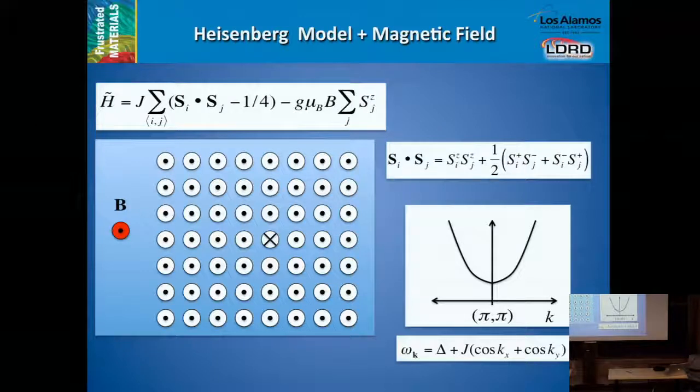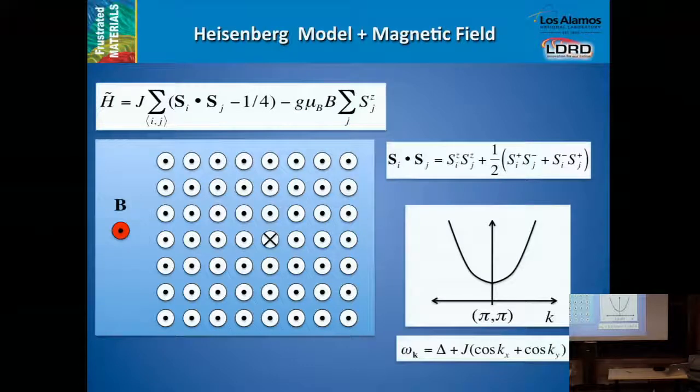So if you diagonalize this essentially single particle problem, you will end up with a quadratic dispersion. On a lattice, you will get a cosine-like dispersion on a square lattice like this one. But close to the minimum, it has a quadratic dispersion with a gap, and the magnitude of the gap is controlled by the magnetic field. So the bigger the magnetic field, the bigger the gap, because the higher the energy cost for flipping a spin in the first place.